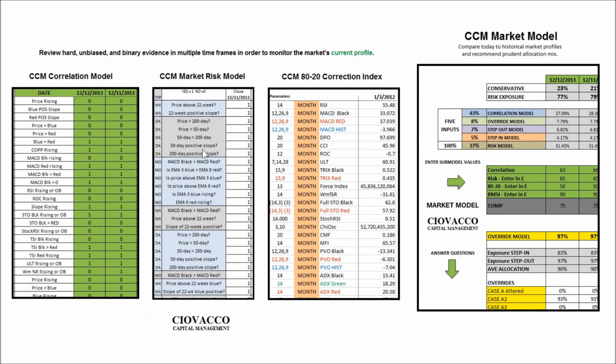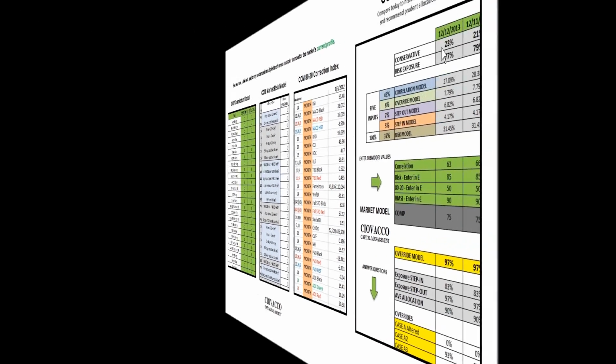The sub-models give us an indication of what the present-day market profile looks like. Then the master market model takes the input from the sub-models, all between 0 and 100, and compares the present-day market profile to past market profiles and recommends an allocation, a prudent allocation, between risk assets such as stocks and conservative assets such as bonds.